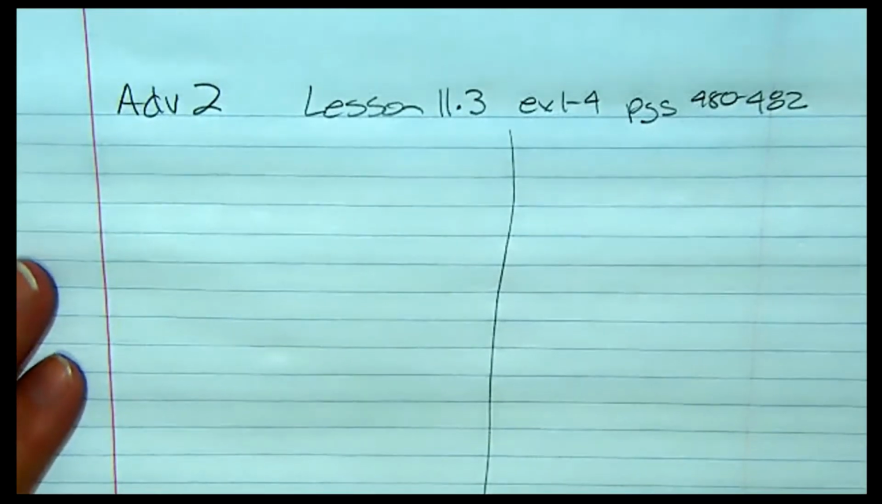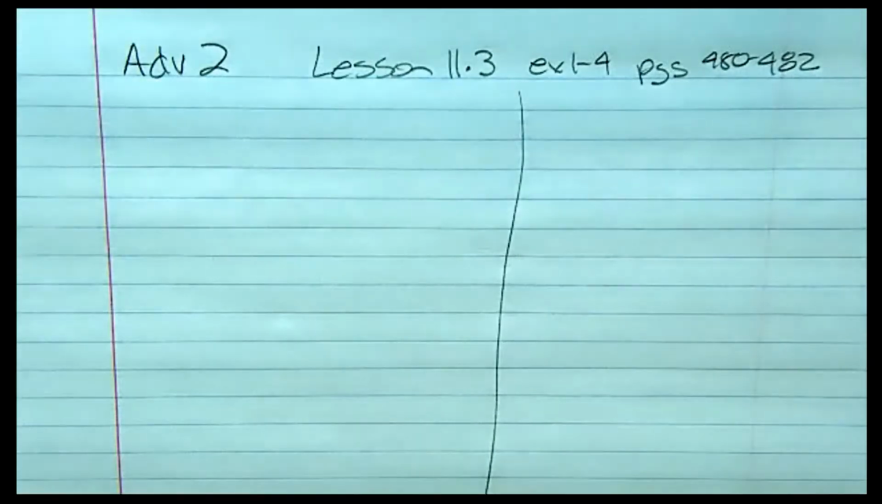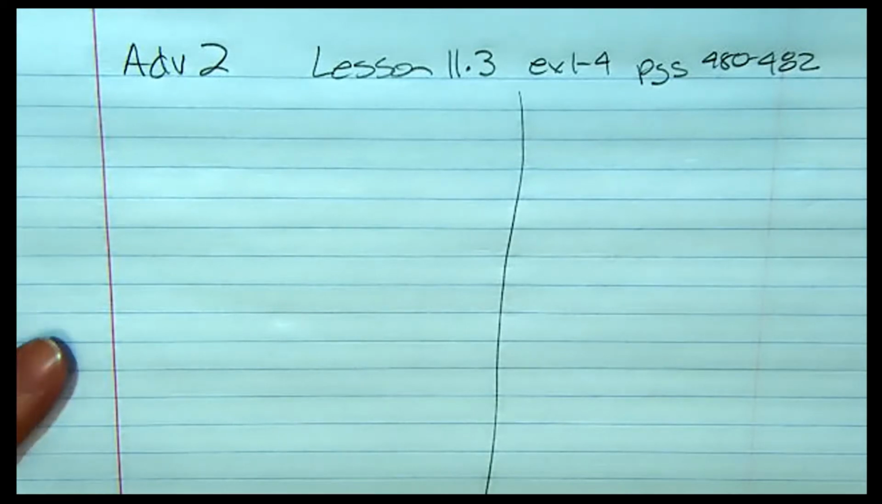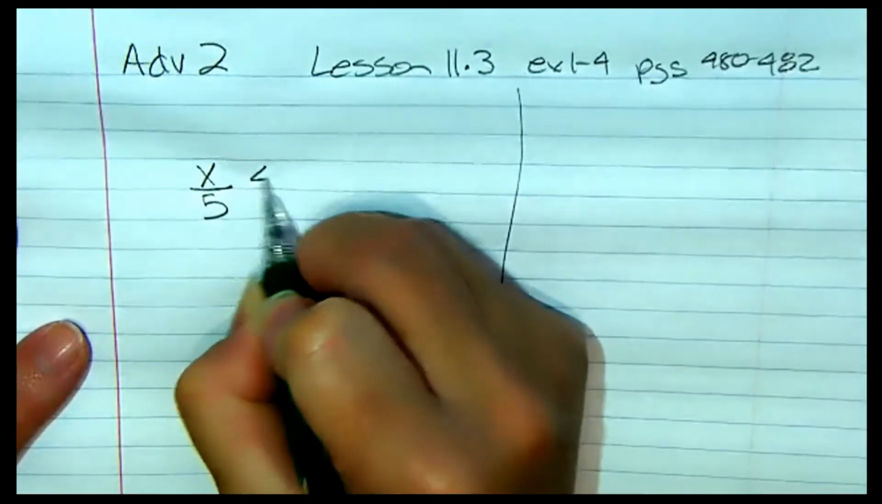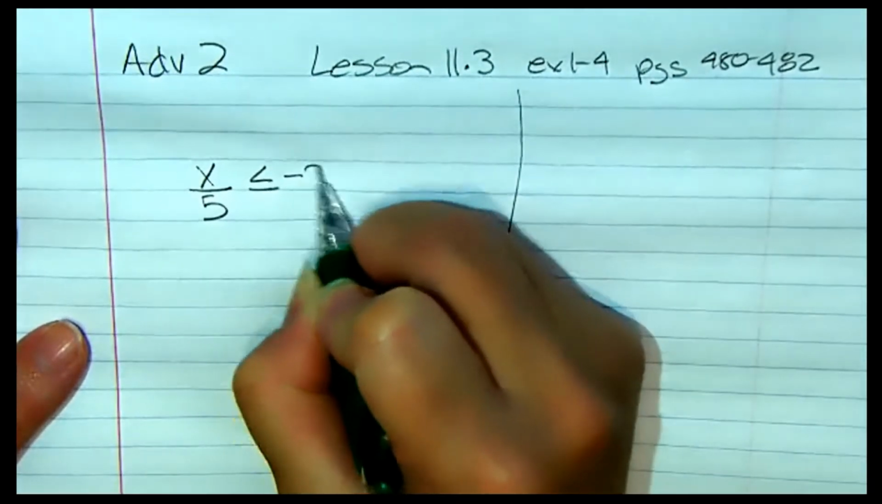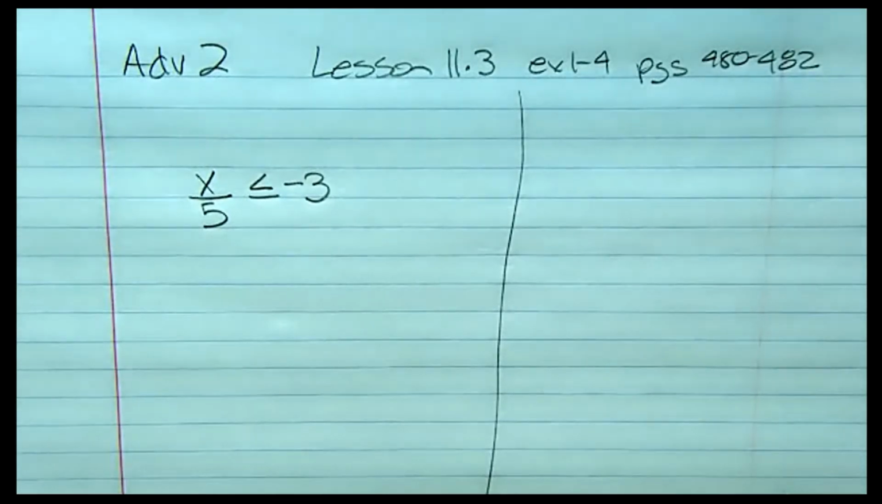Okay, so we've been working with inequalities, using addition and subtraction to find the solution set for inequalities. Today, we're going to be using multiplication and division. And it's just like what we did with equations. So x divided by 5 is less than or equal to -3. You guys know how to do this.